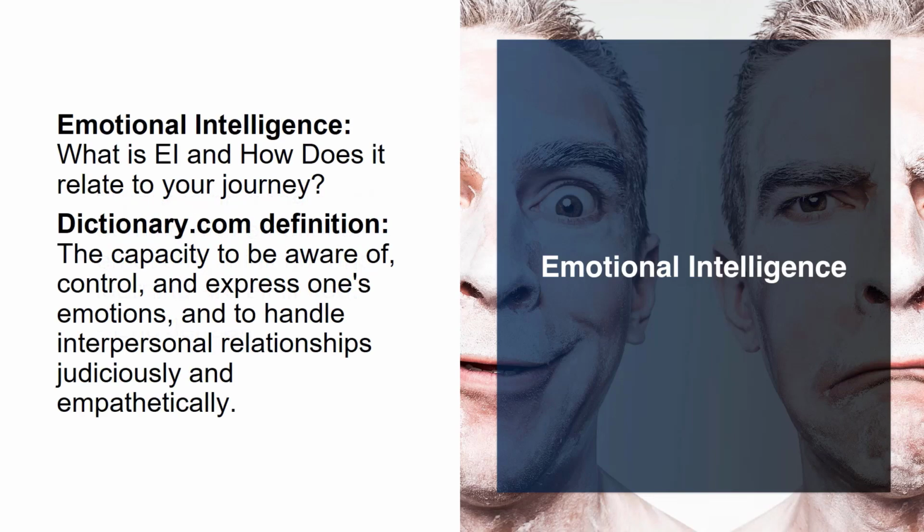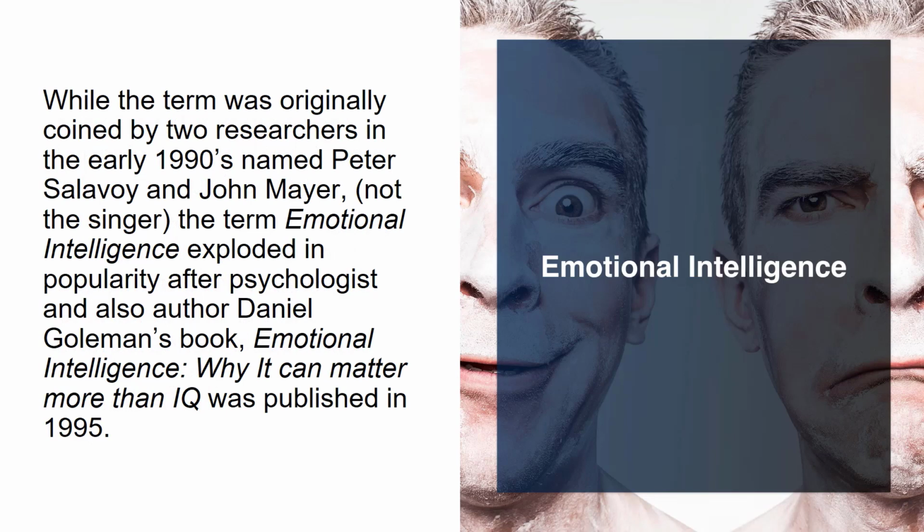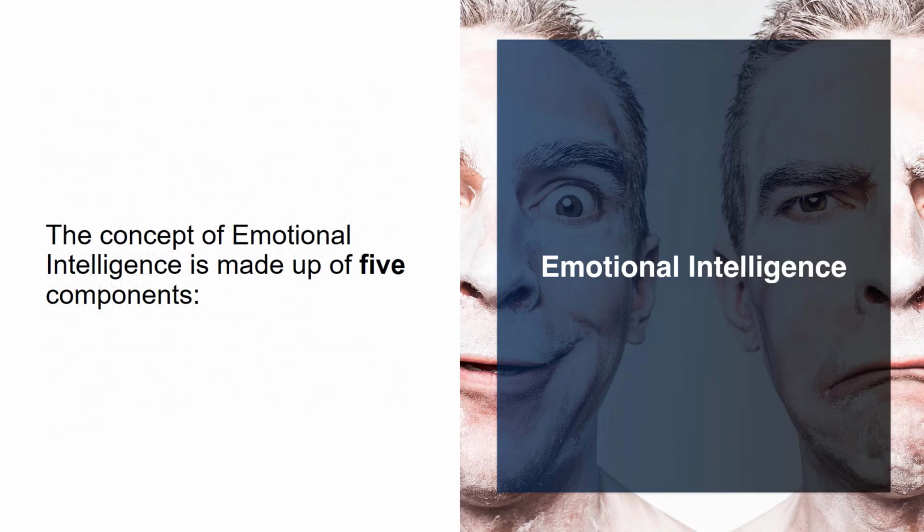Dictionary.com definition: the capacity to be aware of, control, and express one's emotions, and to handle interpersonal relationships judiciously and empathetically. While the term was originally coined by two researchers in the early 1990s, named Peter Salovey and John Mayer, now not the singer, the term emotional intelligence exploded in popularity after psychologist and author Daniel Goleman's book, Emotional Intelligence: Why It Can Matter More Than IQ, was published in 1995. The concept is made up of 5 components.